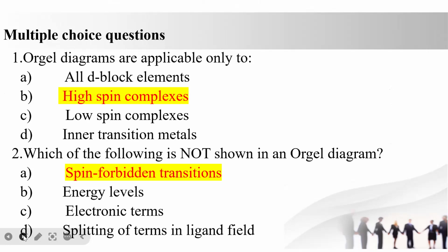The second one is, which of the following is not shown in an Orgel diagram? Orgel diagrams are shown for the allowed transition. Allowed transition means the delta S should be 0. There is no change in spin state. So only spin allowed transitions give an Orgel diagram. The spin forbidden transition is not shown by an Orgel diagram. It is shown under the TS diagram. So the answer is spin forbidden transition.